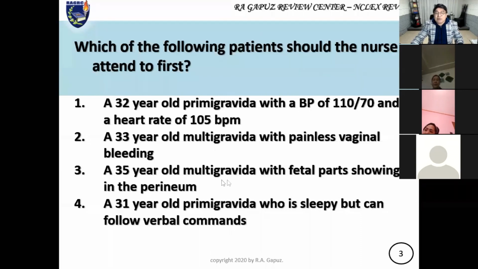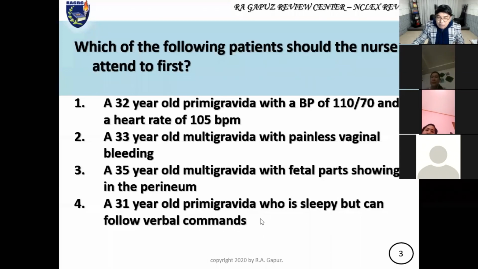Then you have a 35-year-old multigravida with fetal parts showing in the perineum. We can consider that imminent birth. Or a 31-year-old primigravida who is sleepy but can follow verbal commands. Now, being sleepy is a normal phenomenon. But if the patient can no longer follow verbal commands, then that would mean there's decreased level of consciousness. But in this case, the patient can still follow verbal commands. So that simply means the patient is oriented.